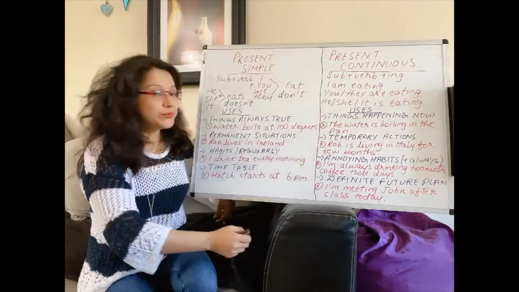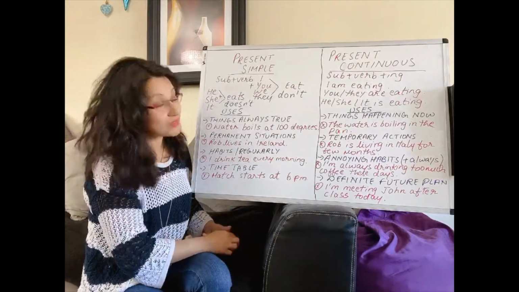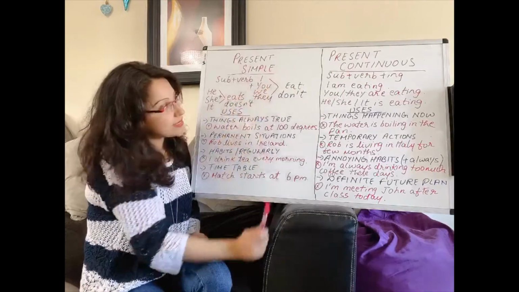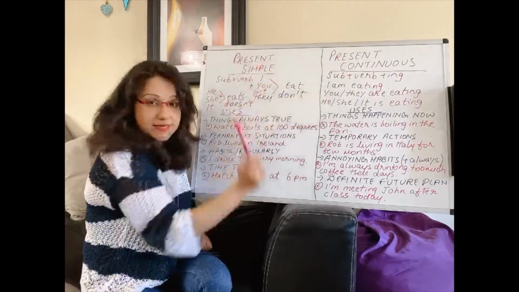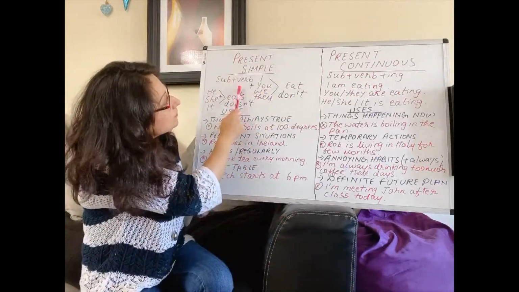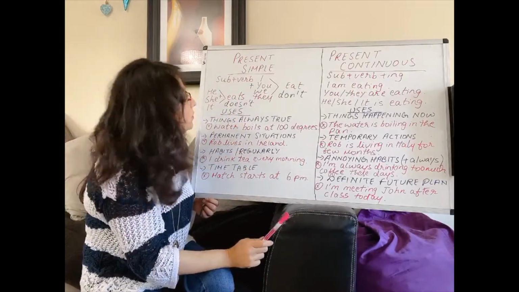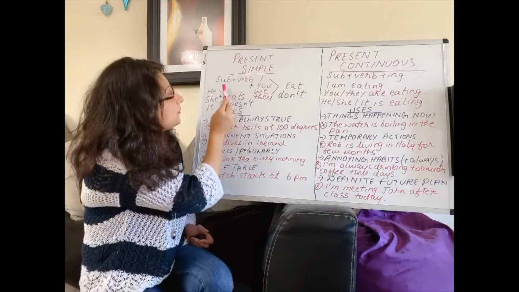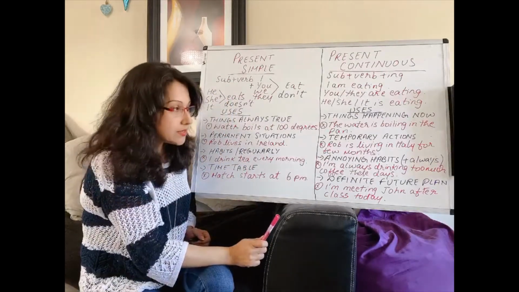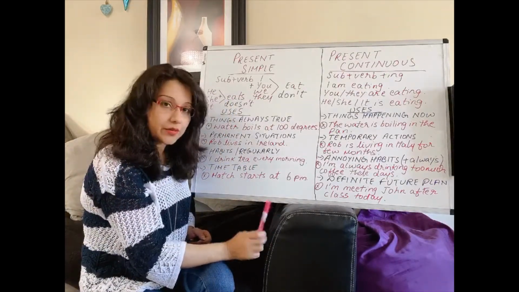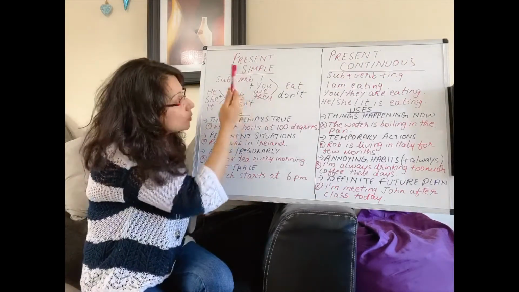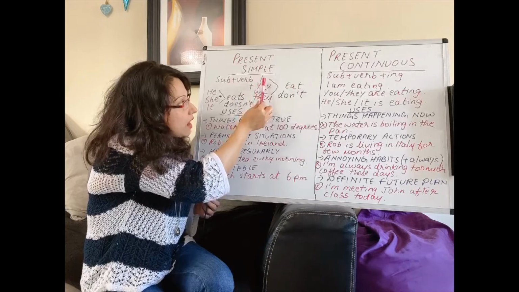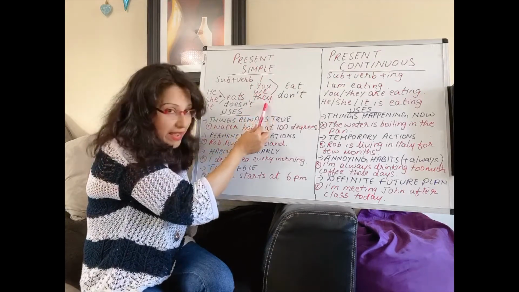Hello, welcome back. Like I said, today we're going to be talking about two tenses, your present simple and present continuous. Starting with our present simple, how do we form that tense? We need our subject and our verb in the first form. When I say you need the subject, it is either I, you, we, they.